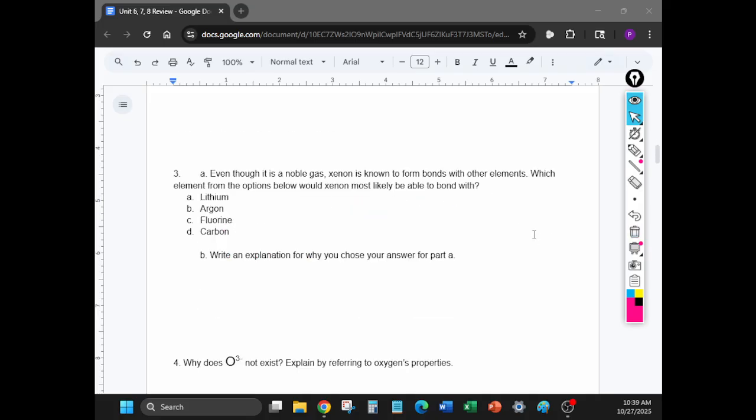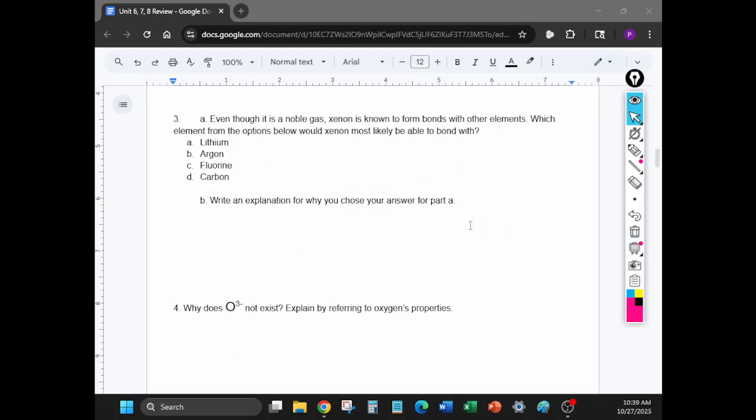All right, so for number 3, we are going to move on from unit 6 to 7. And so we're going to look at this question right here. I want you guys to try this on your own. It says, even though it's a noble gas, on the right side, the right column, xenon is able to form bonds with other elements. And then they give you a list A, B, C, and D. So this is multiple choice.